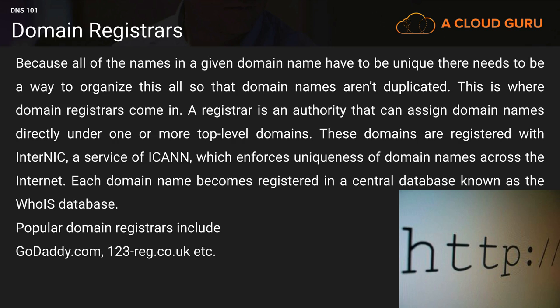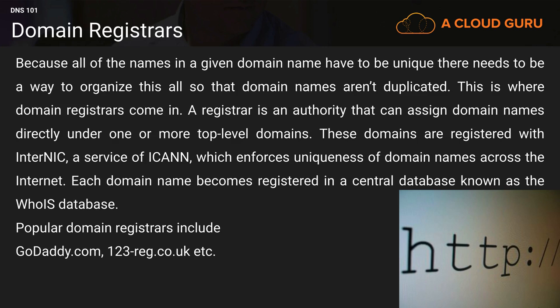Because all of the names in a given domain name have to be unique, there needs to be a way to organize all this, and that's where domain registrars come in. Domain registrars basically organize it so that domain names are not duplicated. A registrar is an authority that can assign domain names directly under one or more top-level domains. And these domains are registered with InterNIC, which is a service of ICANN, which enforces uniqueness of domain names across the Internet. Each domain name becomes registered in a central database known as a WHOIS database.